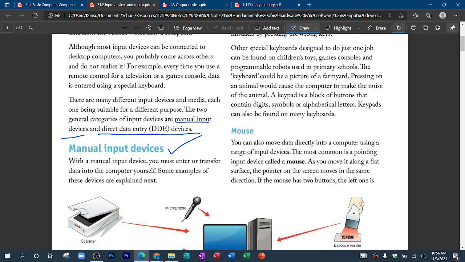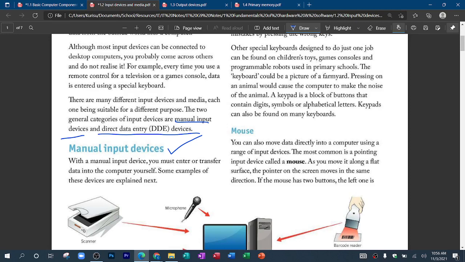You have to remember how those devices function. How does a manual input device get data into the computer? Well, you have to do so manually. It's in the name, manual input device. So you have to enter the data manually. You have to do something physically to get the data into the computer.